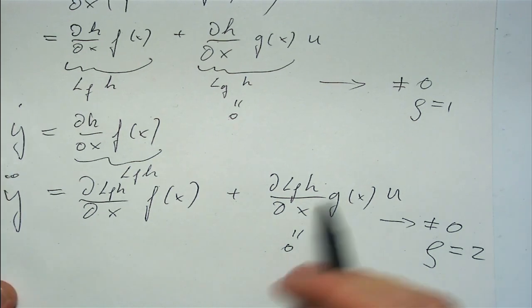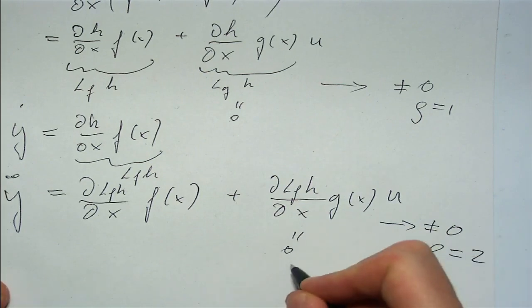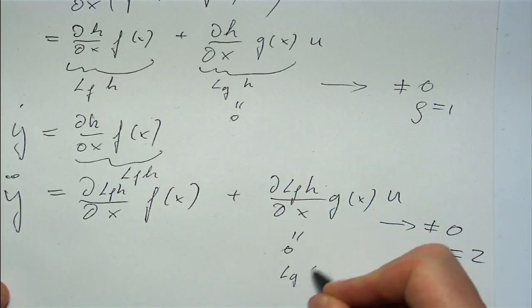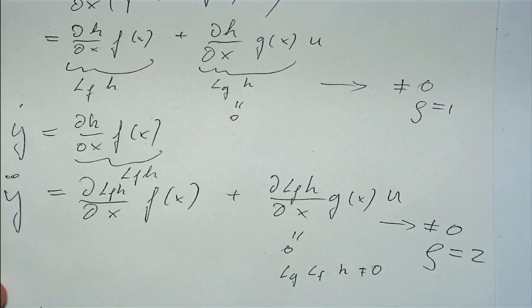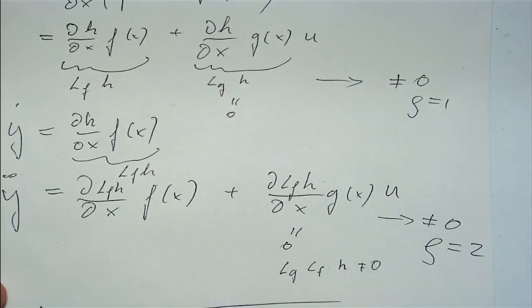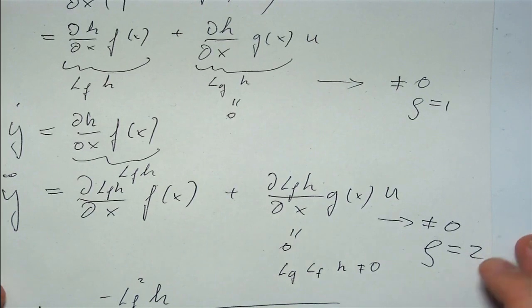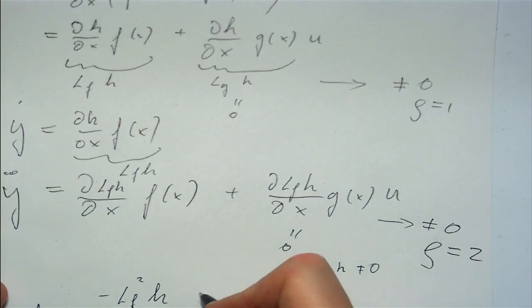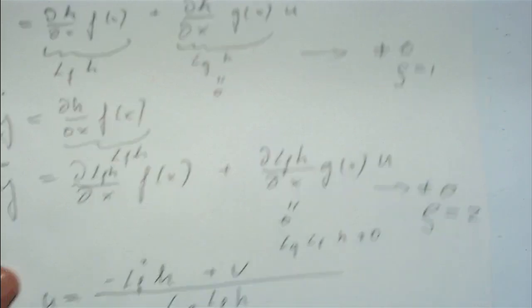Effectively, for instance here, if rho was equal to 2, then we would have here LG LF H not equal to 0, and we could write this in that format. So we have here minus LF H, plus V, and then we have here LG LF H as an example.